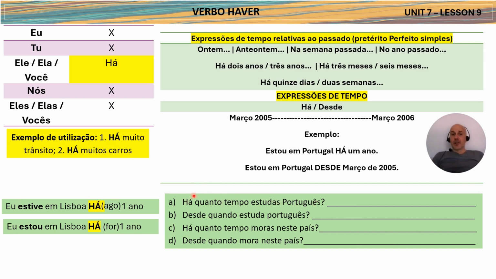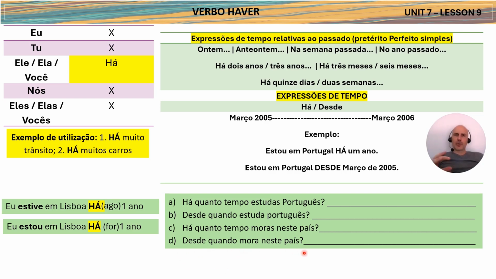So this is like how long you've been studying Portuguese. Once again, the word-by-word translation, how long you study Portuguese, is not correct. So, how long you've been studying Portuguese. And then, desde quando estudas português? Since when you've been studying Portuguese. Há quanto tempo moras neste país? So, how long you've been living in this country. Desde quando mora neste país? So since when you've been living in this country, okay?